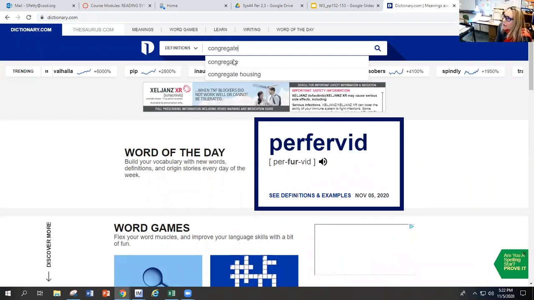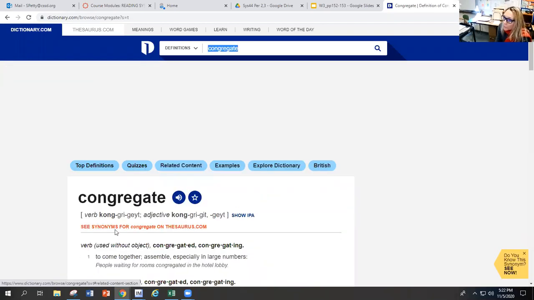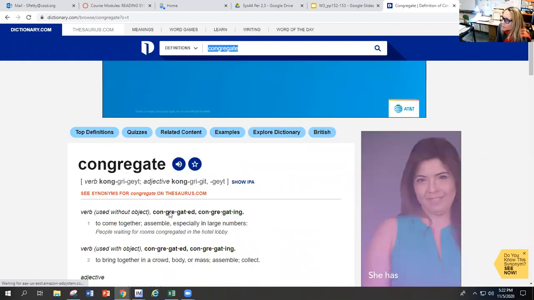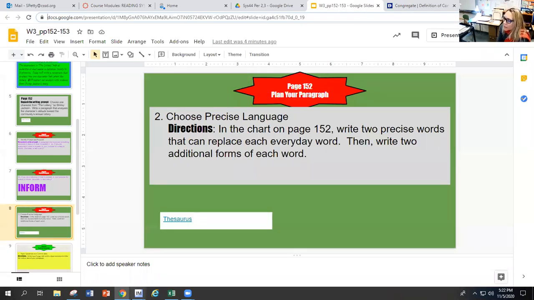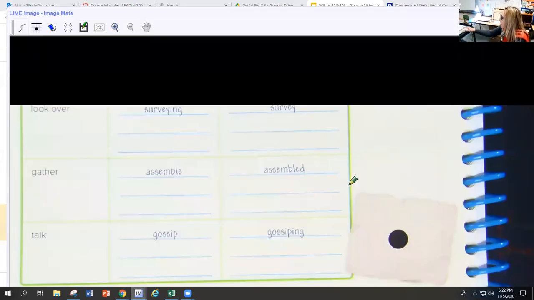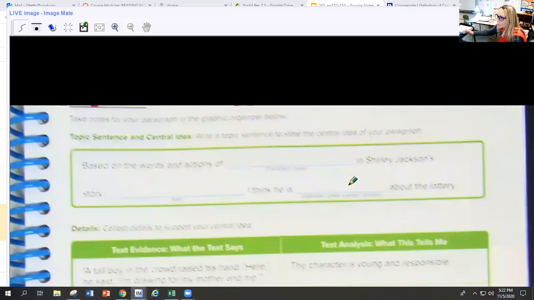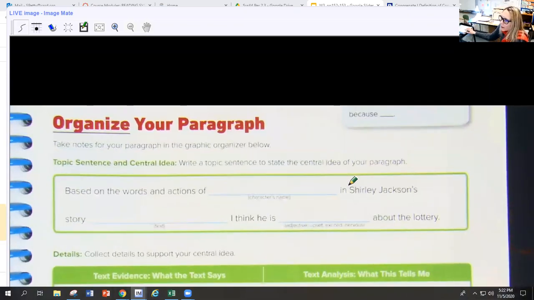So for congregate, you're looking for a verb. So you could do congregating or congregated. Okay, so once that's in, once you've done that, now use those words, don't go back to the old words. Then you're going to organize your paragraph.